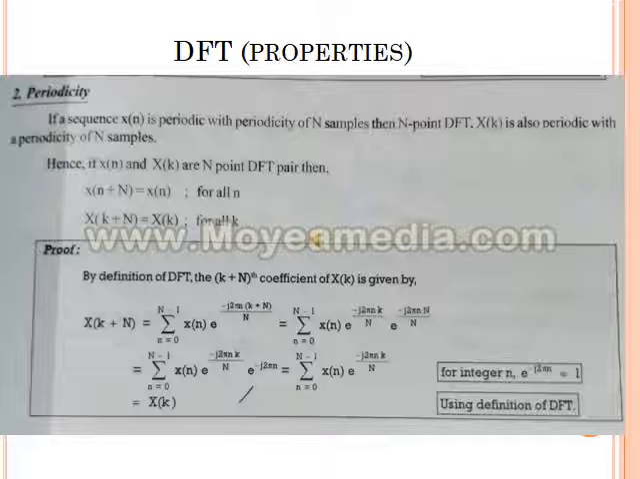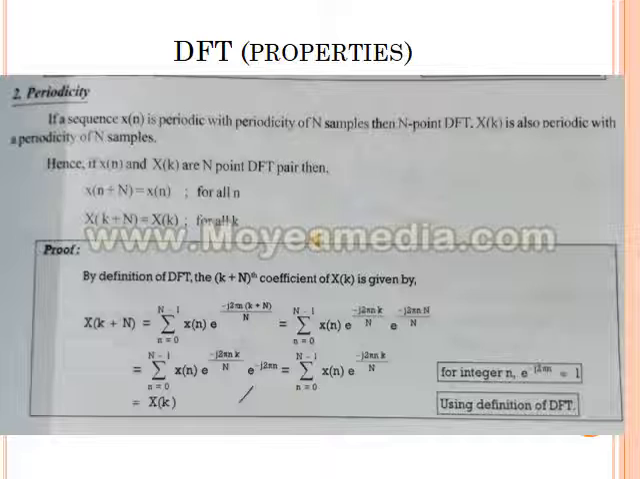So this is nothing but equal to, because we have separated the exponential part into two parts, one coming with k and another with N. So this is equal to the summation n equal to 0 to N minus 1 of x[n] e raised to the power minus j 2 pi nk by N into e raised to the power minus j 2 pi n, because capital N will cancel with capital N. Now e raised to the power minus j 2 pi n is always equal to 1 if n is an integer.